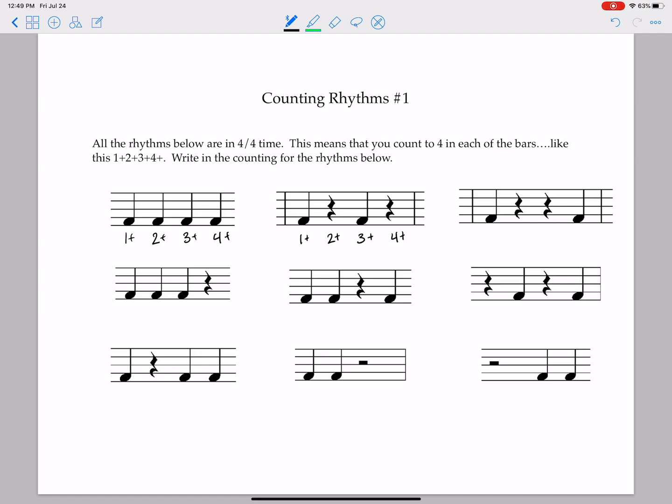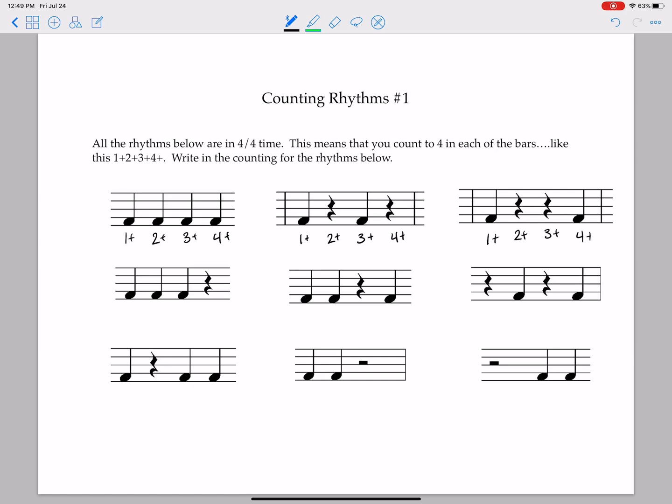All the other rhythms on this sheet have rests and quarter notes. This one has quarter notes and quarter rests. So our first quarter note gets 1 and, then we have a quarter rest, so that's 2 and, another quarter rest, 3 and, a quarter note, 4 and.